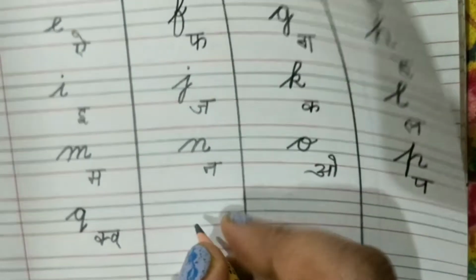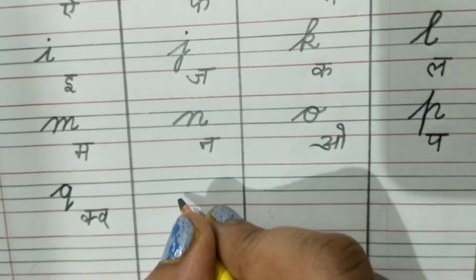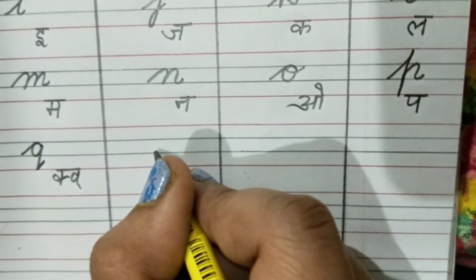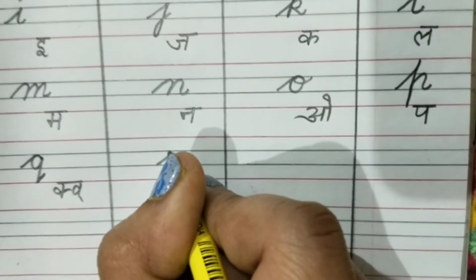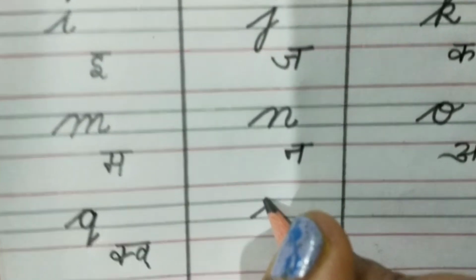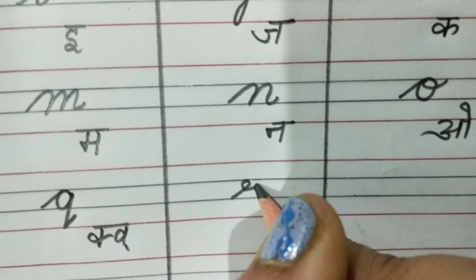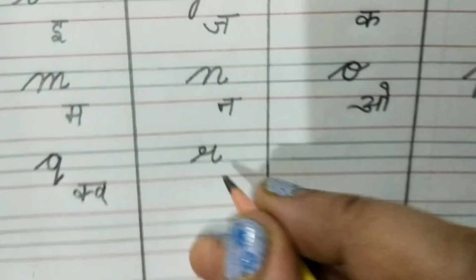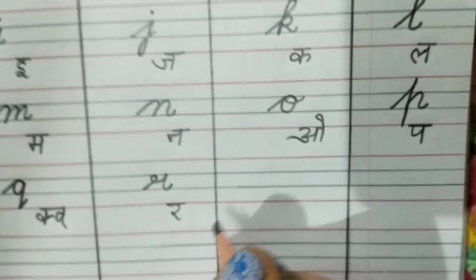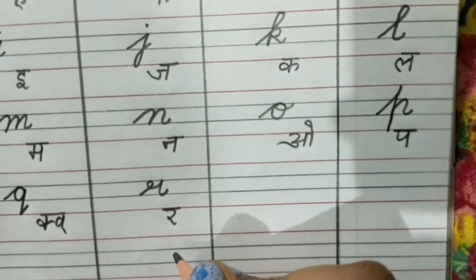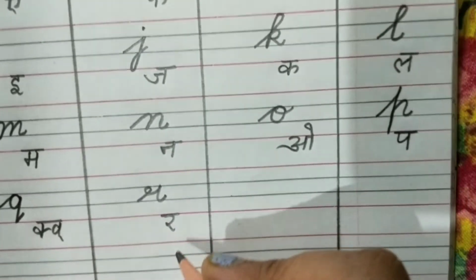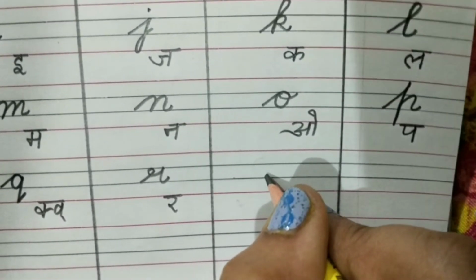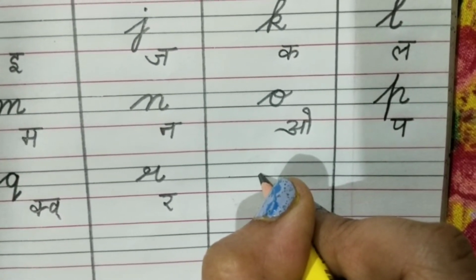After Q, our next letter is R. R says R. Make a slant line, touch the black line, round, again touch the black line and turn like this. R says R. R rose, R ring. R rose and R ring. R says R.